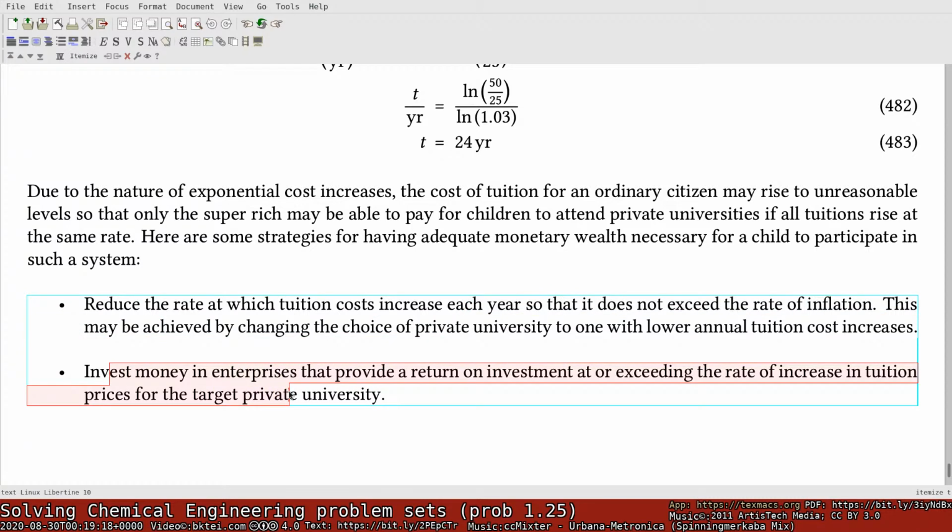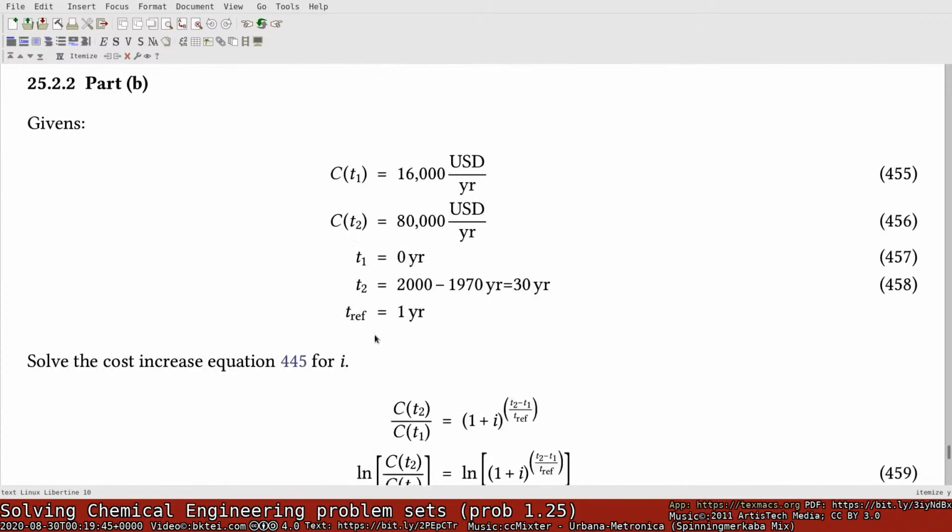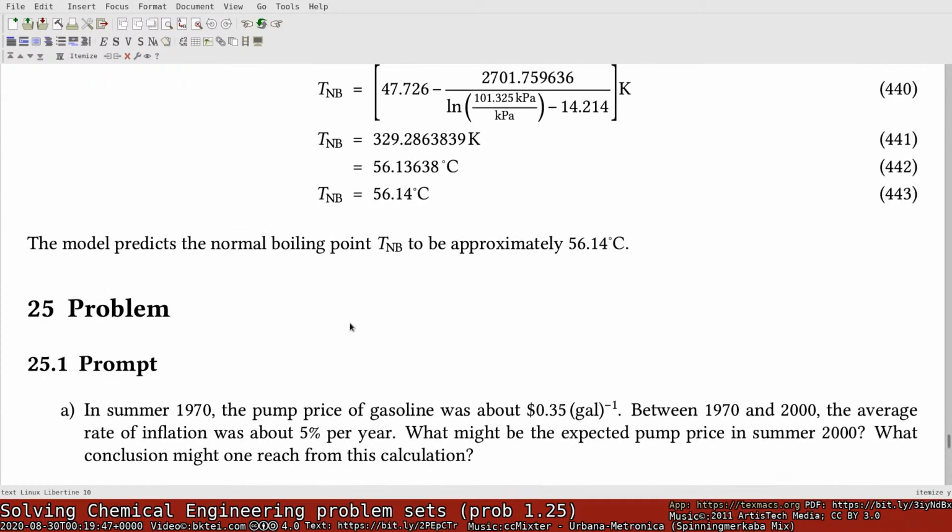Why don't you just earn more money to go to university? Well, in general, that idea is to invest money in enterprises that provide a return on investment at or exceeding the rate of increase in tuition prices for the target private university. Very bland answer, but it does get at the core, I think, of what this question was aiming for, which is: earn more money so you can pay more money to McGraw-Hill. Great. Whatever. That's all. That's the summary.